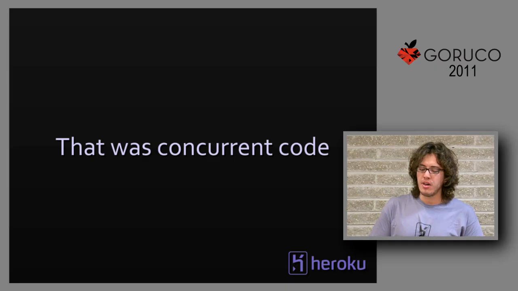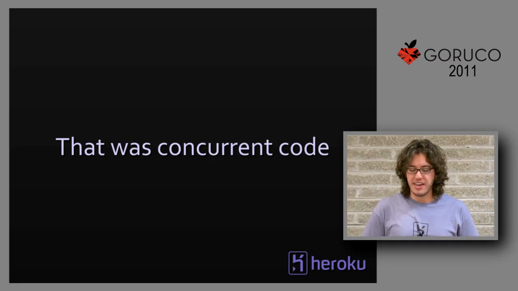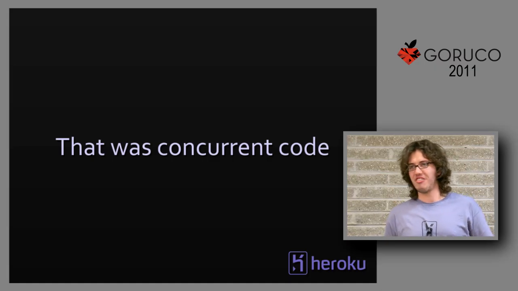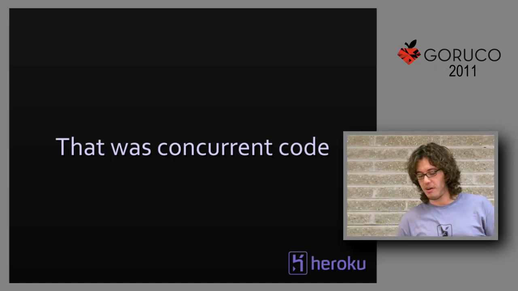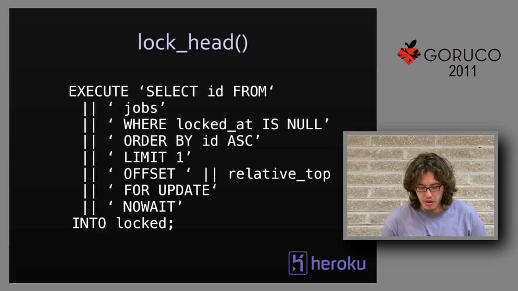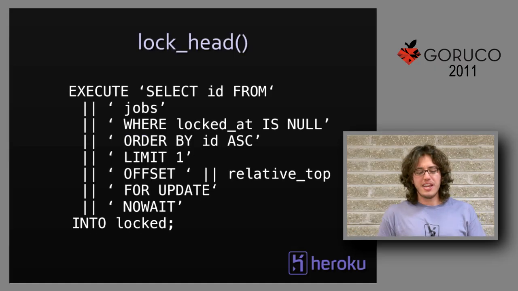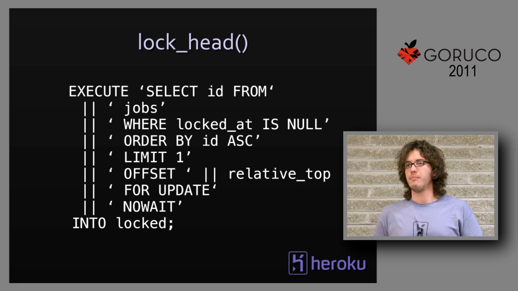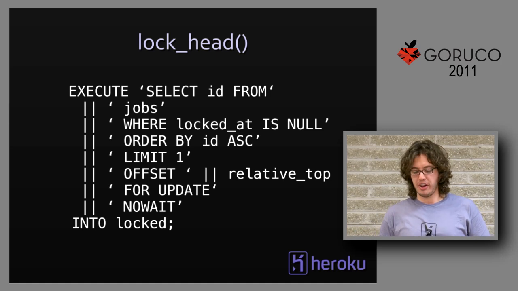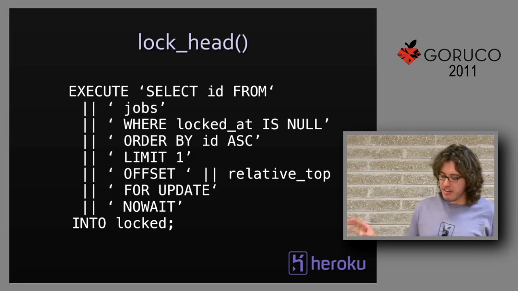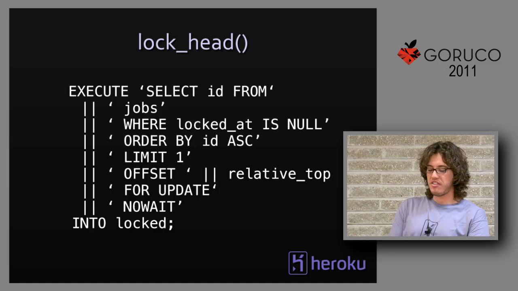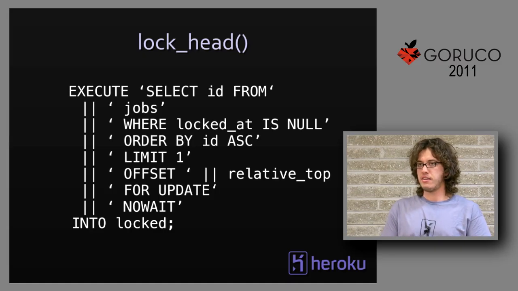I want to go back and highlight some attributes that make it concurrent, just to reiterate and talk about what it means for the code to be concurrent. I'll explain how I think about this, because it took me a while to get my head wrapped around reasoning about concurrent code. So in this procedure right here, I want to focus on the lines FOR UPDATE and then NO WAIT.